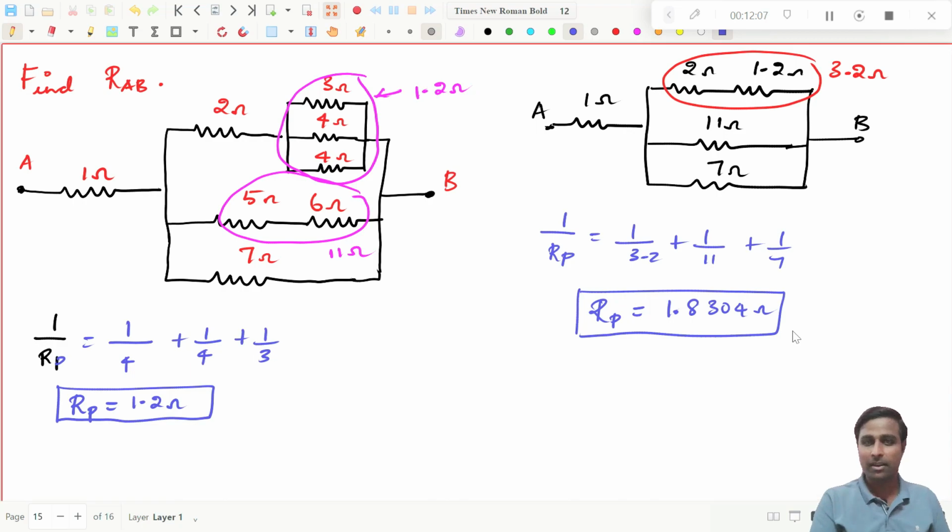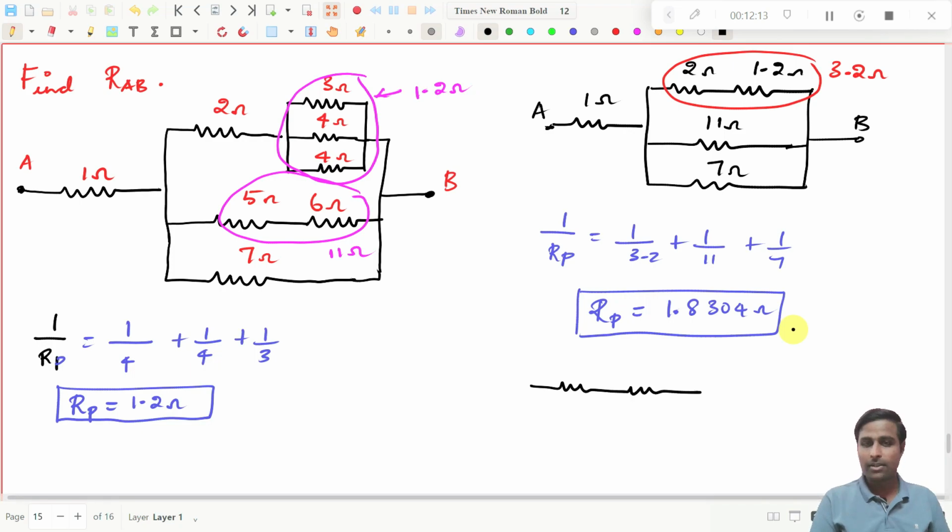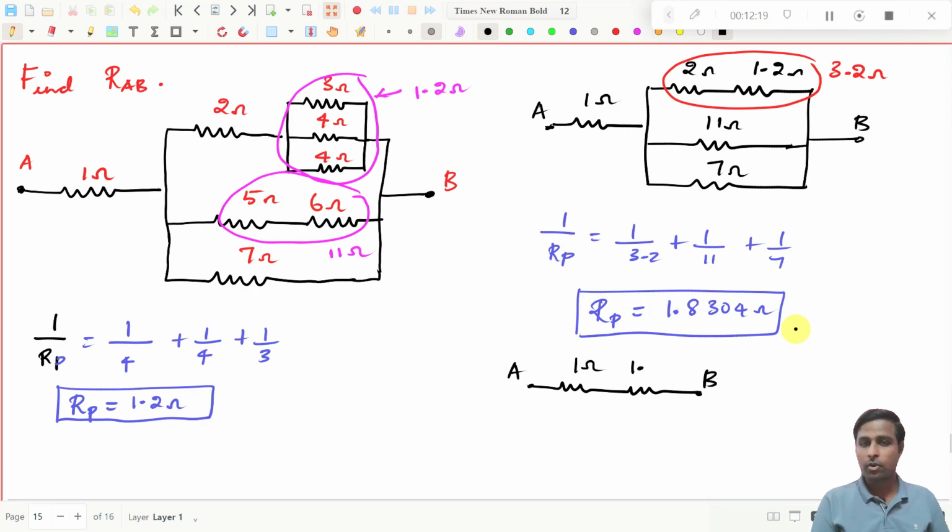Now, I can draw the diagram. Simple. How can I draw that? You have this one and this is one. So, this is point A and this is point B. And what is this resistor? This is 1 ohm. This is 1.8304 ohms. That's all. Right. Now, you see how these two are connected. Simple to understand. This is connected in series, right? One end is connected, the other two ends are connected somewhere else. If both ends are connected, then that is parallel.